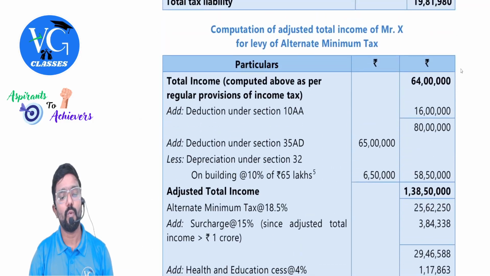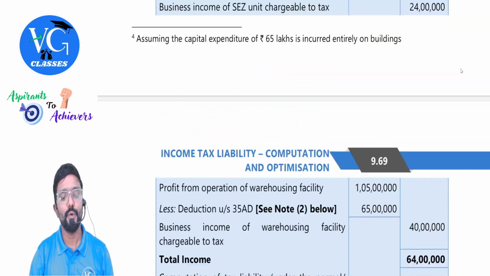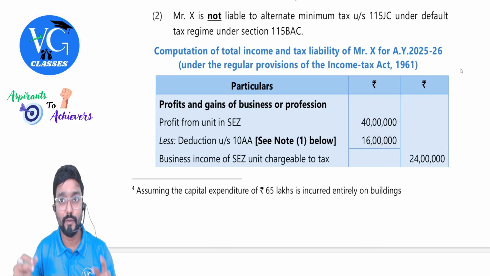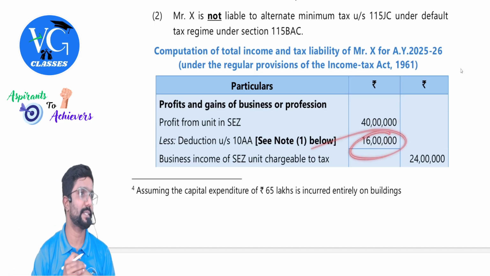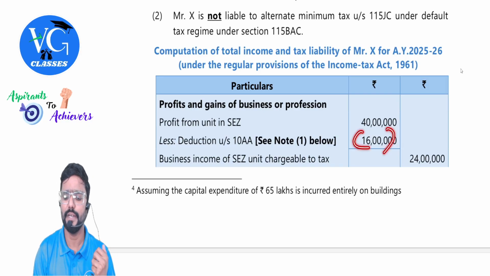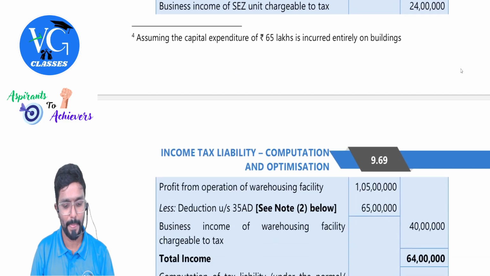Is that clear? So my suggestion is, guys, you include the entire 40 lakh under the PGBP. Don't give deduction here. Calculate gross total income. From gross total income, reduce 16 lakh. That is the right way actually. Clear? Yes. Anyway, they have reduced it here. So net income is 24 lakh.